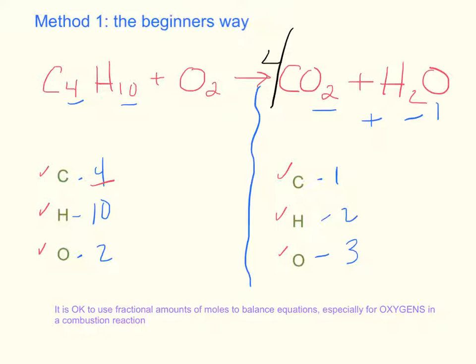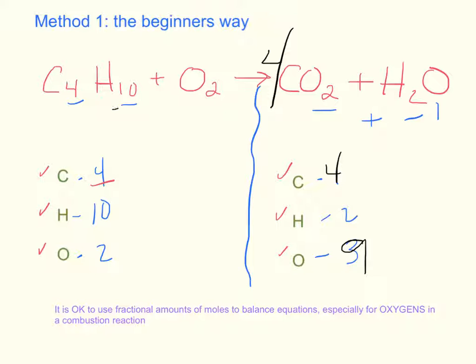I can't change the subscripts. I have to put a big coefficient in front of it. Now that means I now have 4 carbons, and I now have 8, 9. I just moved up to 9 oxygens right here. So there's my carbons. Now I'm going to go through and balance my hydrogens.